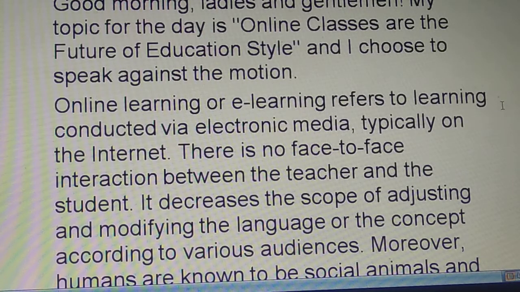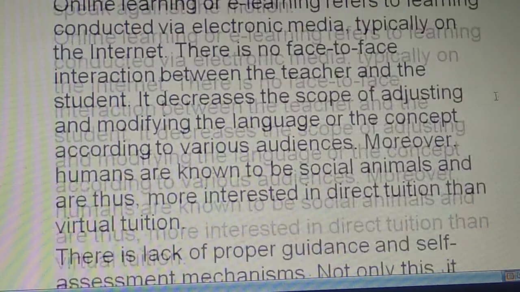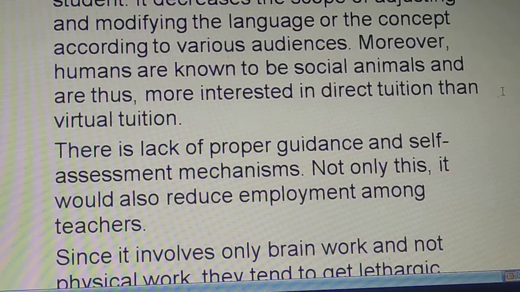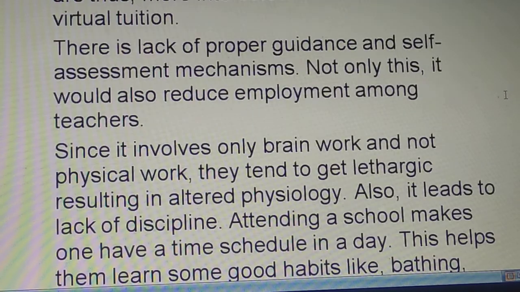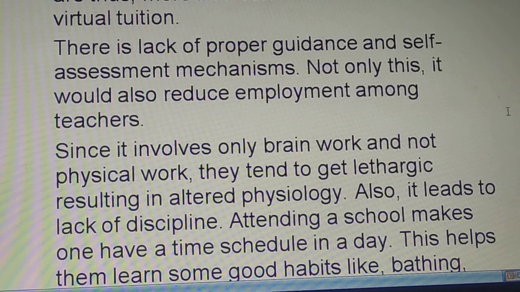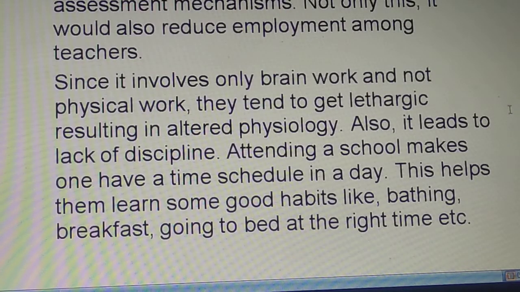Okay, if you're speaking against the motion, the views are placed here very clearly. It decreases the scope of adjusting, modifying the language, or the concept according to various audiences. Okay, true. Moreover, humans are social animals, yes, no doubt about it. There's lack of proper guidance and self-assessment mechanisms. Some may think so. It involves only brain work and no physical work. They tend to get lethargic, resulting in altered physiology. Yeah, some children do face it. So this is the opinion of the person here who's speaking against the motion.